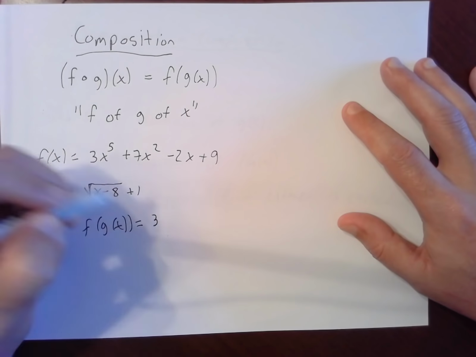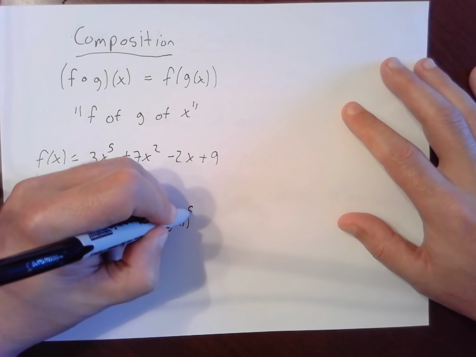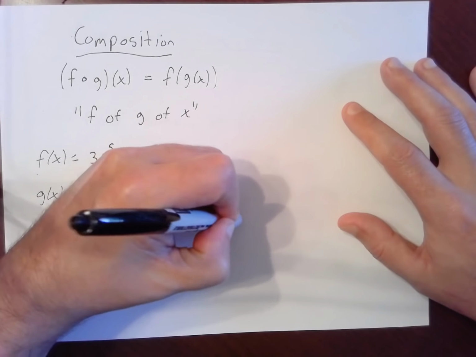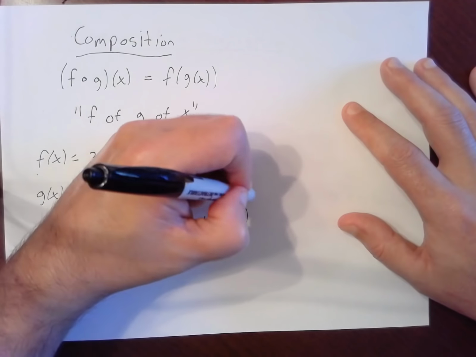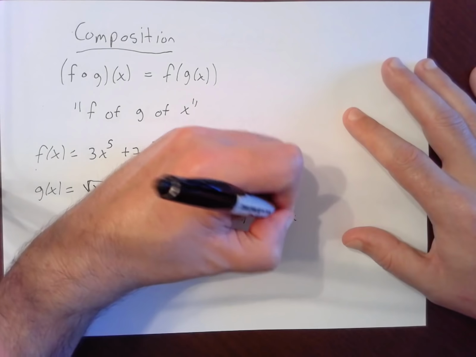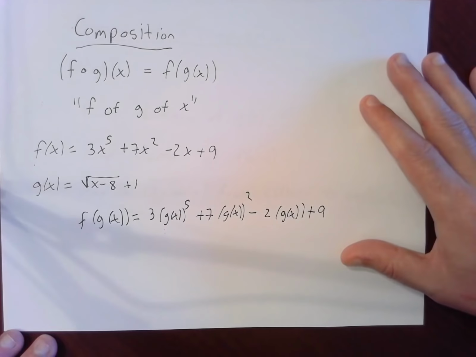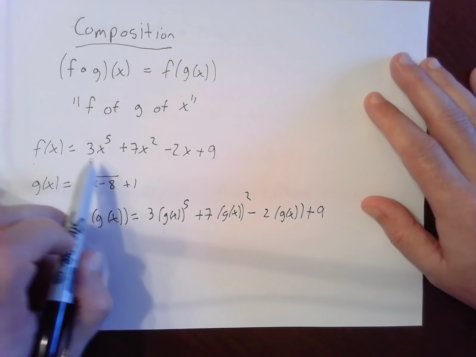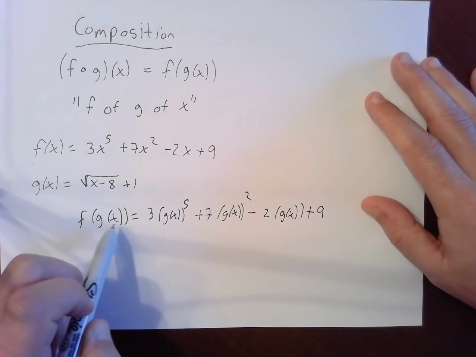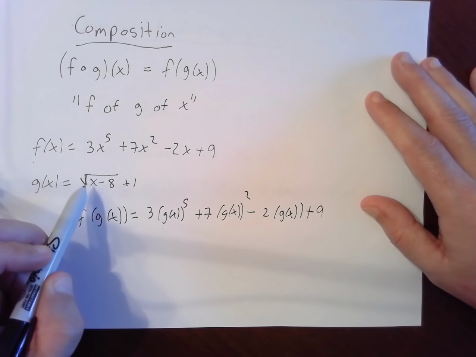So this would be f of g of x to the 5th plus 7 g of x squared minus twice g of x plus 9. So I've rewritten f, but now instead of writing x's, I'm writing what's in the parentheses here, g of x. But I know what g of x is. I have a formula for that.